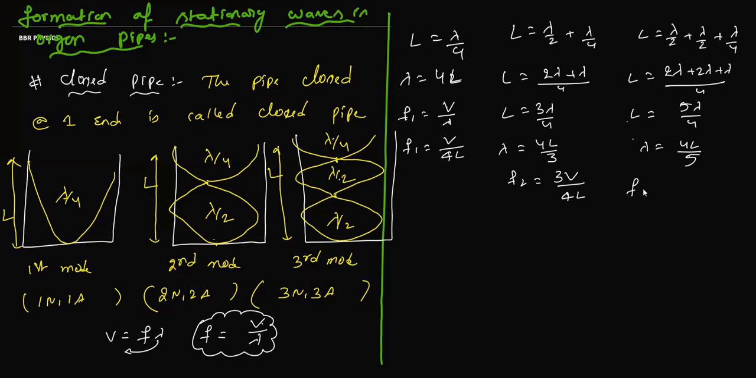So if I substitute the F3 value, what is frequency? V by lambda. I substitute the lambda value, V by 4L by 5, and the 5 will go to the numerator. These are the values which you wanted: the F1 value, F2 value, F3 value. Three more we check here.